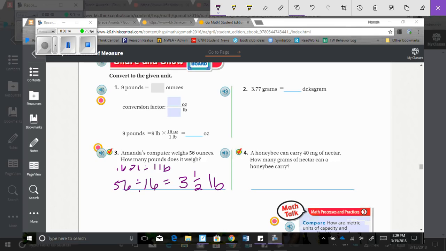And this was Chapter 6, Lesson 3, and our objective was that you will convert customary or metric units of weight or mass from one unit to another by using a conversion factor or powers of 10.